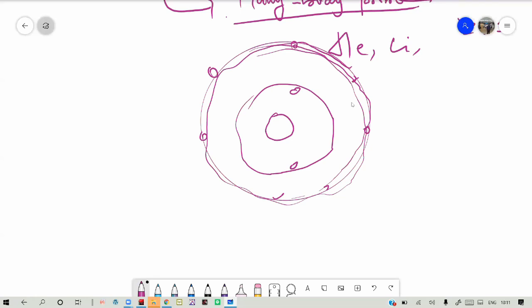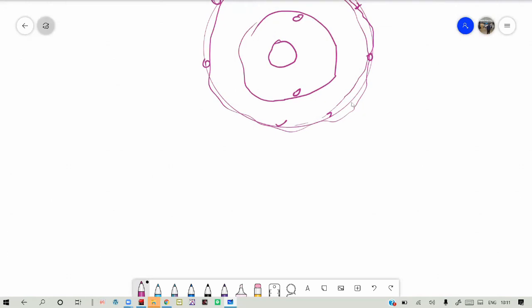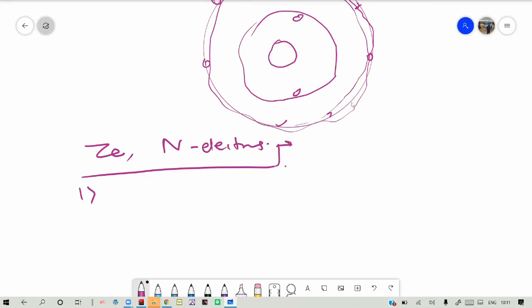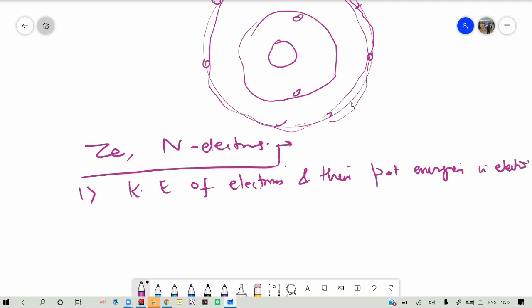For example, when we consider an atom of atomic number Z, with nuclear charge Ze and N electrons, we will study this system by considering, number one, the kinetic energy of all the electrons, and their potential energies in the electrostatic Coulomb attractive field of the nucleus.